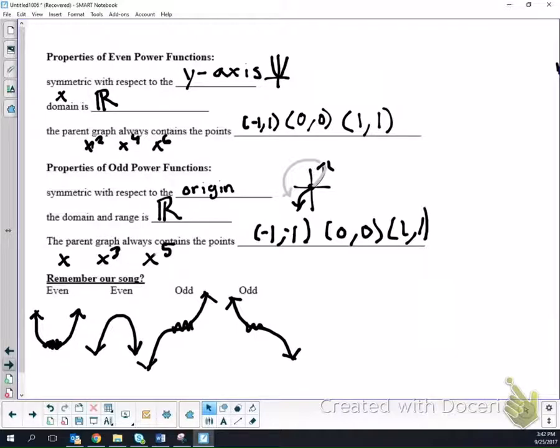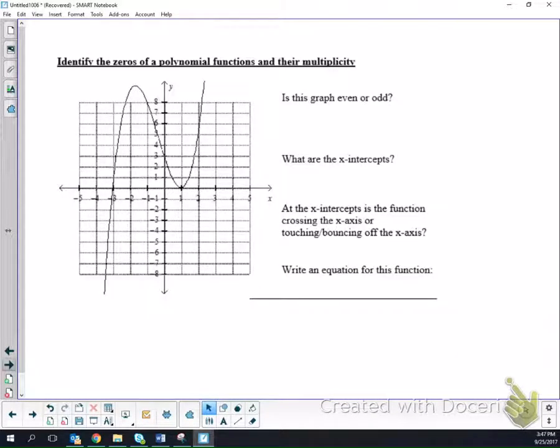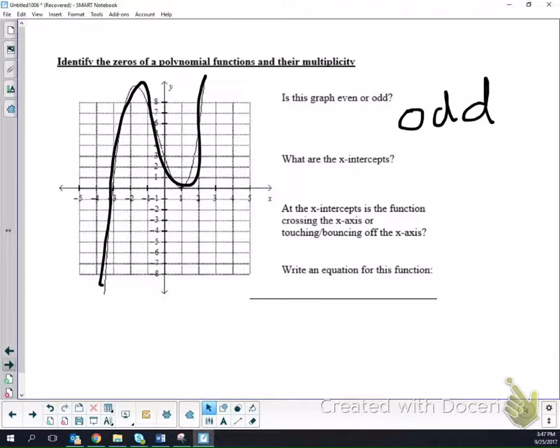Okay, so let's go on to this graphing. So is this graph even or odd? Well, just looking at it, the first thing I'm noticing is the shape that it had. That shape is one of our odd shapes. So I know that my greatest power is going to be like an x to the power of 3, an x to the power of 5, an x to the power of 7. It's going to be one of those just by looking at that shape.